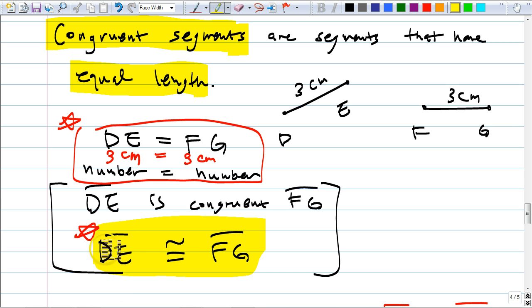Do you see when to put the segment bar, and when to use the congruence symbol? Here it's basically saying 3 centimeters equals 3 centimeters, because they're talking about numerical length, numerical distance. So please keep that in mind. A number is always equal to a number, but here we're talking about the segments. We're not talking about their length or distance.